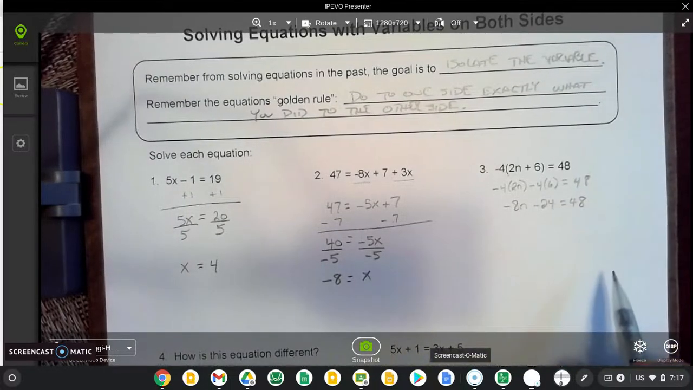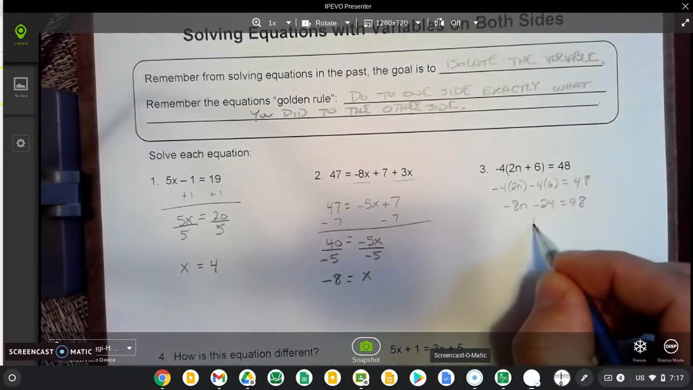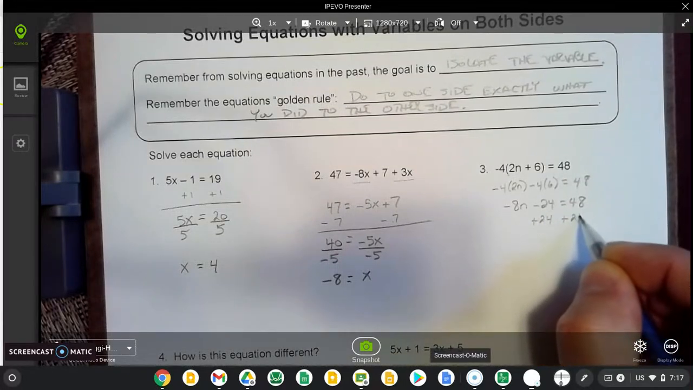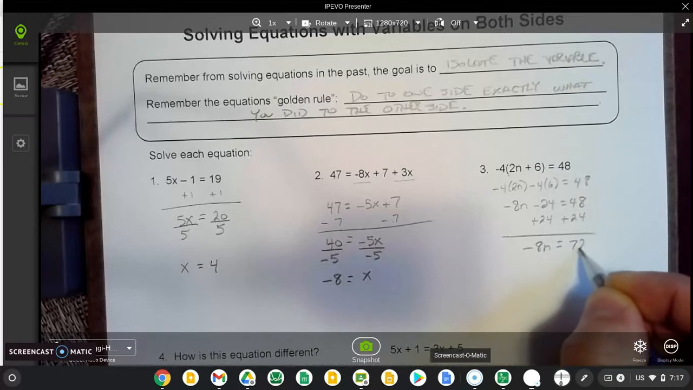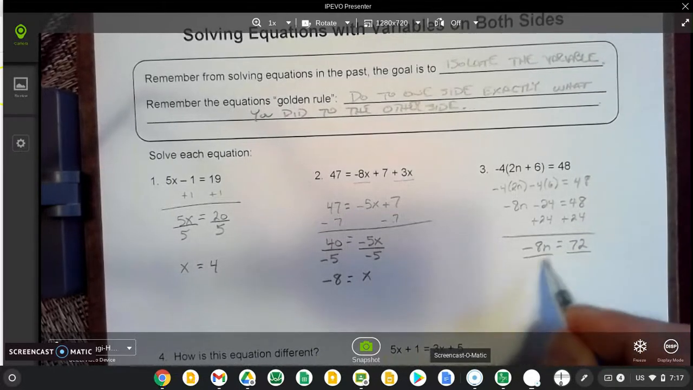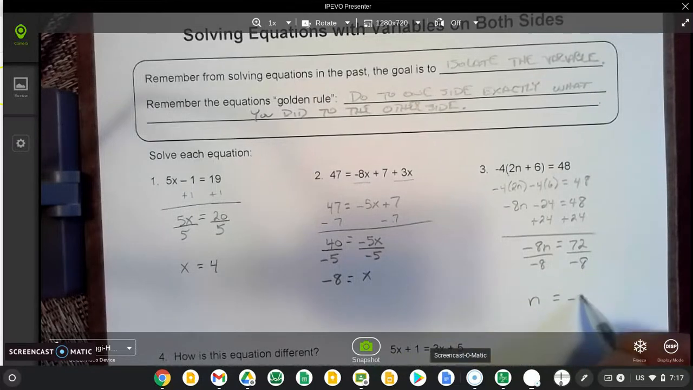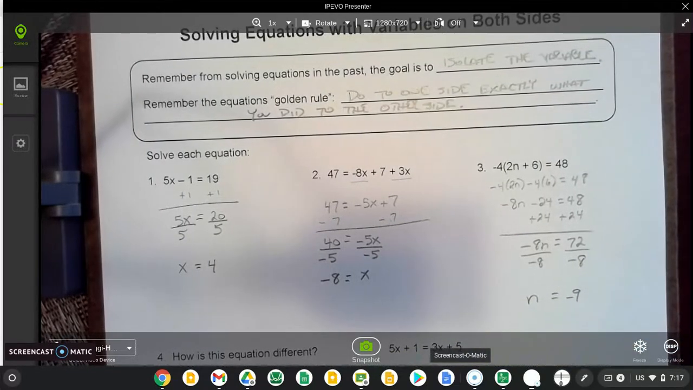And there's your two-step equation. Let's add 24 to each side to get the variable term alone. Negative 8n is going to be equal to 72. Now if we divide each side by negative 8, n is going to be equal to negative 9.